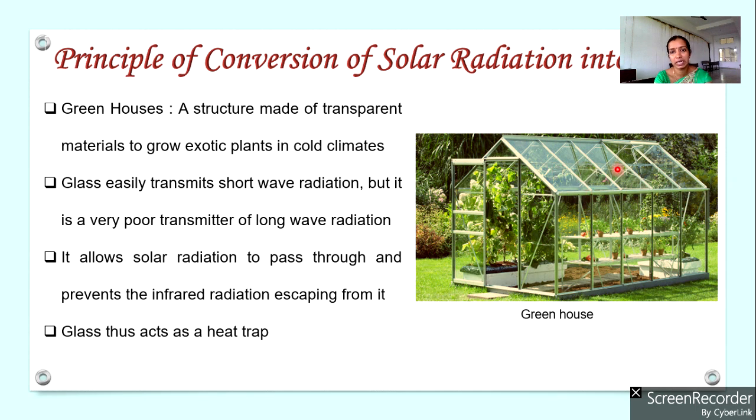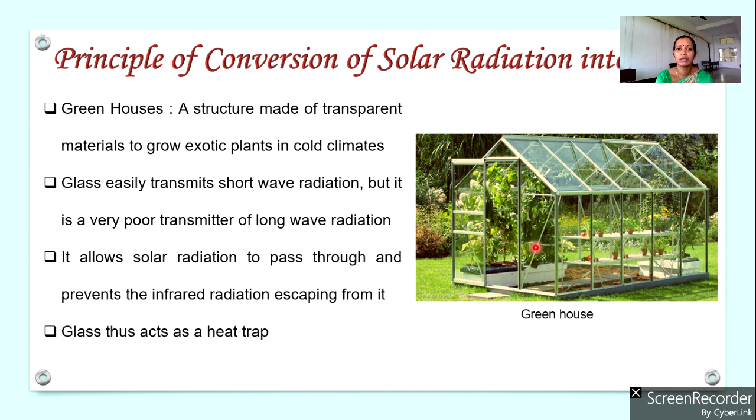of transparent glass. So we know that this glass is transparent to the incoming solar radiation. So it easily passes the incoming solar radiation, and when this solar radiation hits the objects inside this glass house, this greenhouse, infrared radiation will be emitted from those objects.